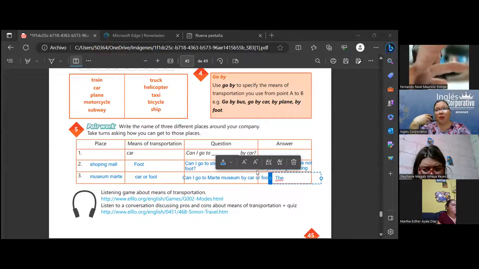Yes, for example, San Jose Avenue, right? Chilquipan Street. El Salvador del Mundo Monument. Galerías Shopping Mall. Okay.